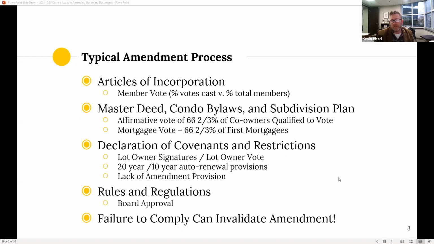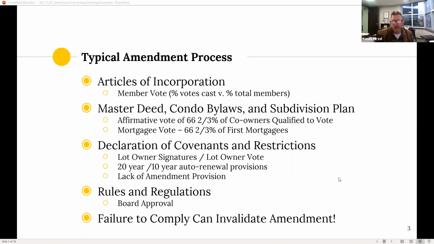The declaration of covenants and restrictions is usually very similar to the components of the master deed and condominium bylaws that deal with restrictions. The declaration in most instances is going to be dealing with, again, the relationship between the individual and the land by way of restrictions: what you can and cannot do with your lot, what you can and cannot do by way of use, and what your buildings must or cannot look like.